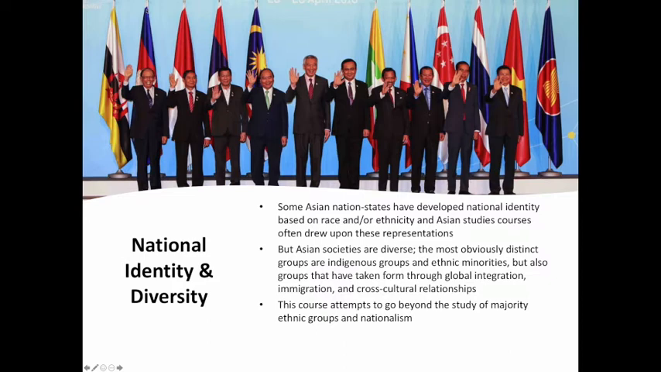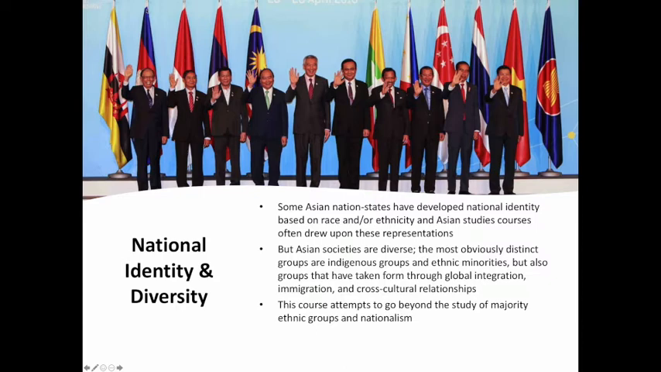And in fact, many Asian studies courses really drew upon those representations. So if I was to talk about the countries that used to be focused upon in this particular class, the idea of Japan, the idea of China, the idea of India, well, rather than not thinking critically about what we mean by those entities, it's easy to take a simplistic understanding. You have India for the Indians, you have China for the Chinese, you have Japan for the Japanese.